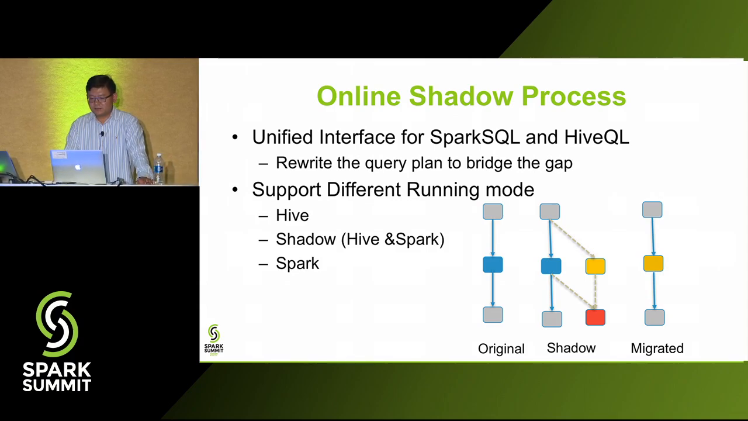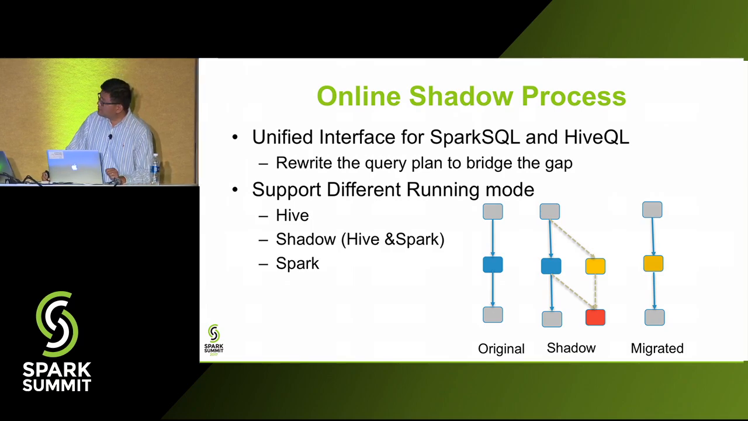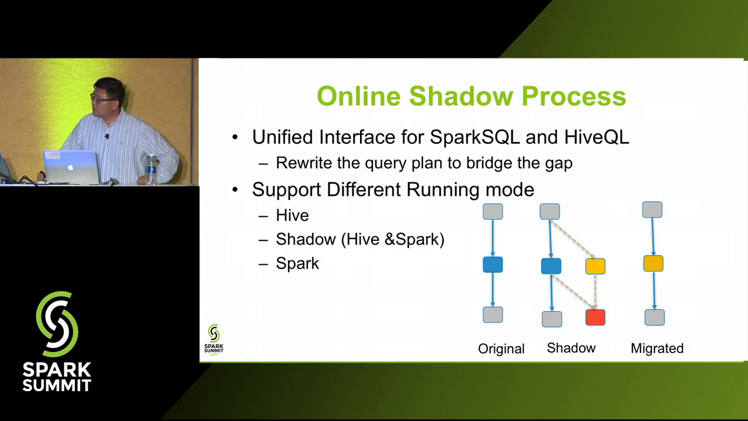In the shadow mode, we add a new branch from the production. The yellow box is a Spark job. The red box is a validation job. No matter yellow or red, whether they fail or succeed, it's transparent to production. After running for some time, we check the metric, then either switch to the Spark production job or switch back to blue, the leftmost one, that's the Hive mode.